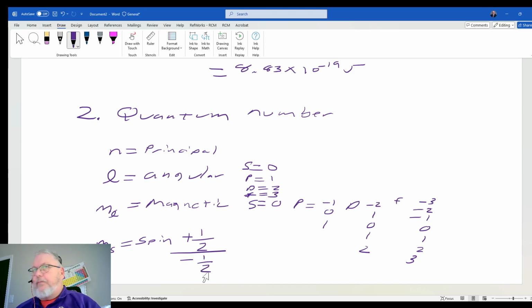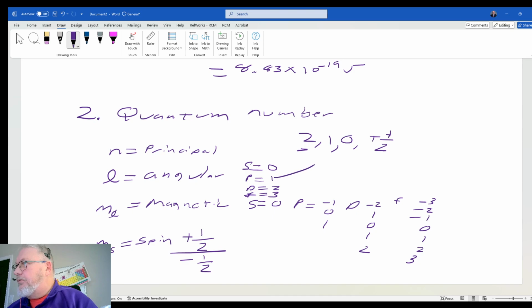So if I was to put a quantum number like so, 2, 1, 0, plus 1/2. What does that mean? The first one, the principal number, means it's on the second level. It's on the second energy level. The second number, the 1, means it's a p orbital.